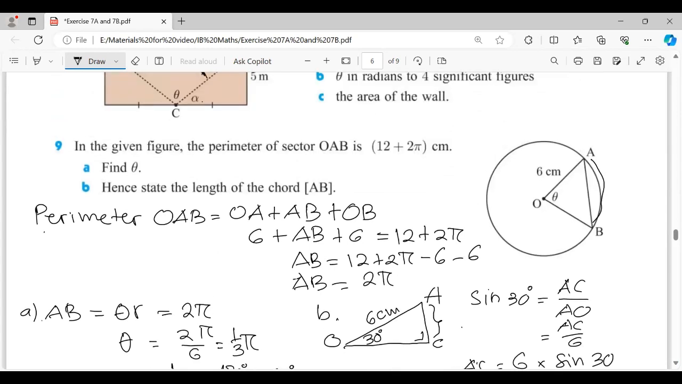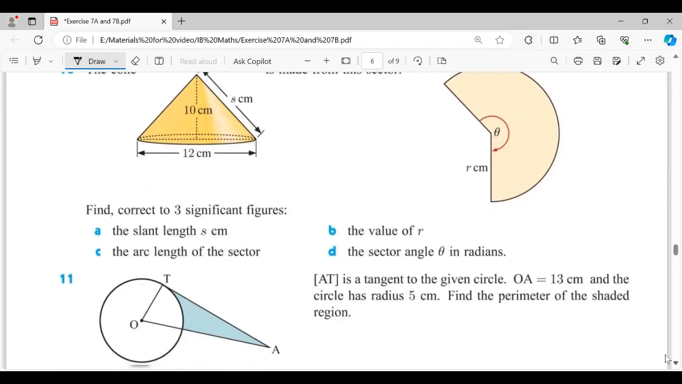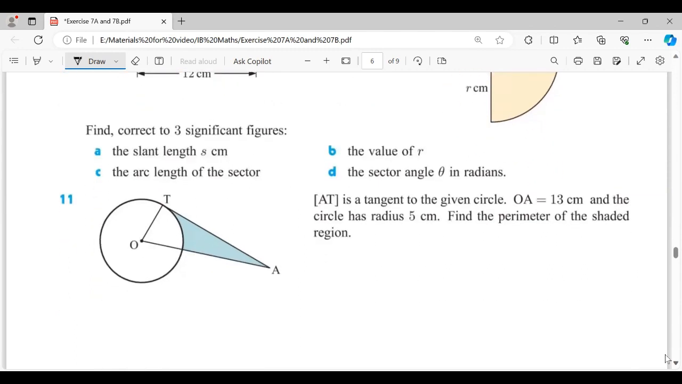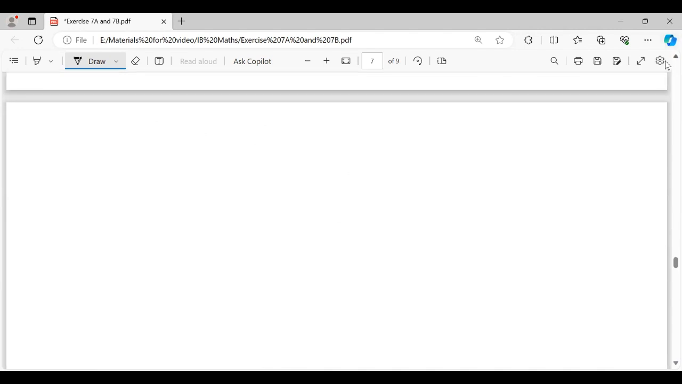Okay, numbers 8 and 9 are done. Next, number 10. The cone is made from this sector. Find, correct to three significant figures, the slant length s centimeters, the value of r, the arc length of the sector, and the sector angle theta in radians.